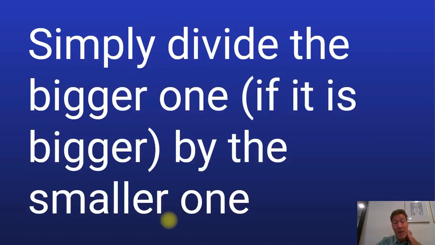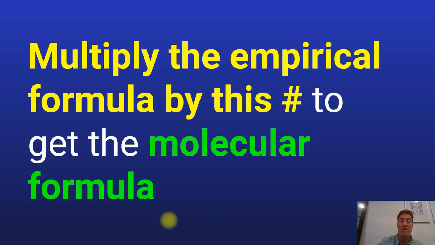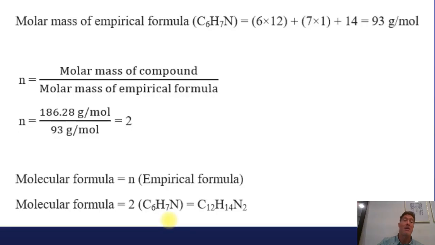So we're simply going to divide the bigger one, which is the molecular mass, by the smaller one, the empirical mass. And this gives the number of empirical formula units in the molecular formula, in a whole molecule of the compound. So we just multiply the empirical formula by this number to get the molecular formula.